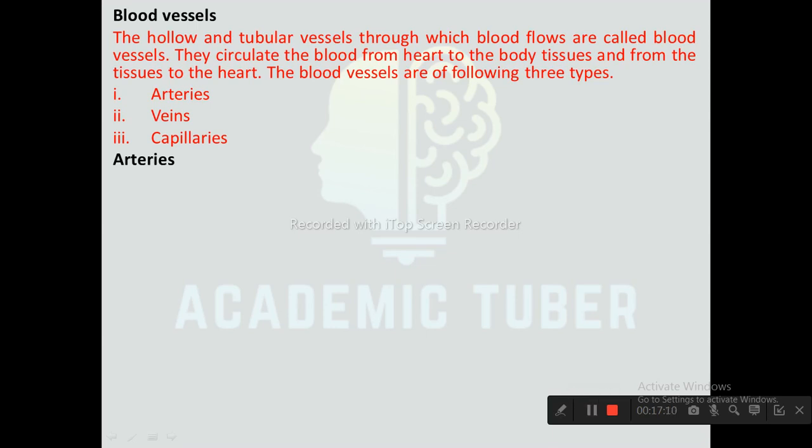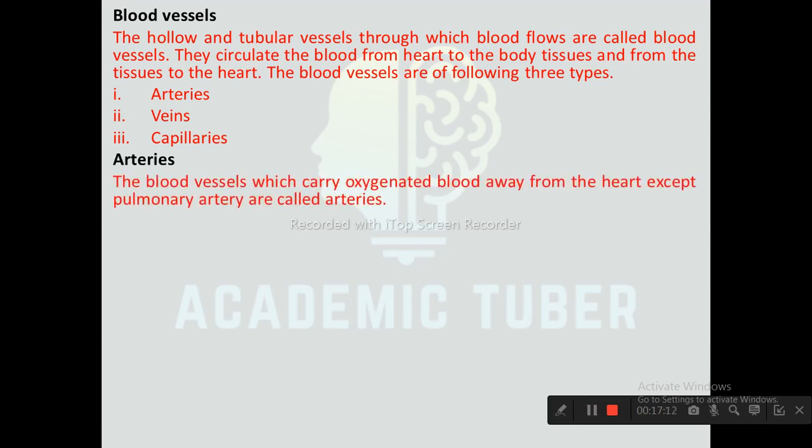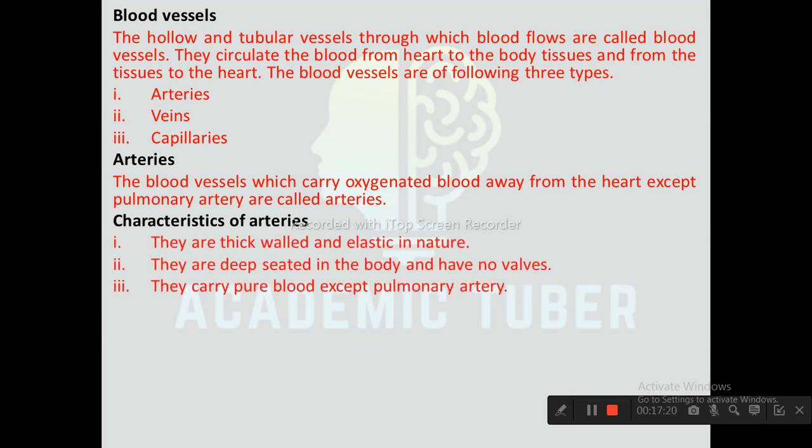First one is arteries. The blood vessels which carry oxygenated blood away from the heart, except the pulmonary artery, are called arteries. Characteristics of arteries: they are thick-walled and elastic in nature. They are deeply seated in the body and have no valves. They carry pure blood except the pulmonary artery.